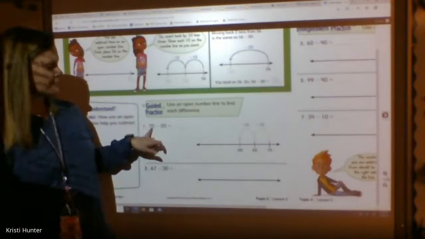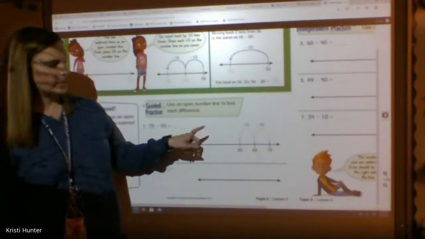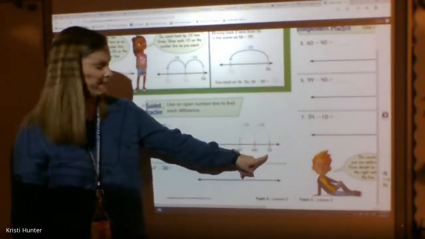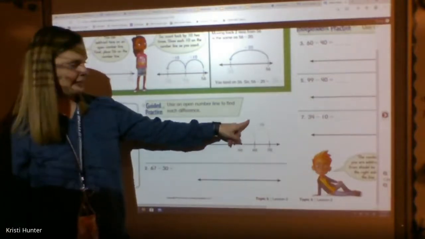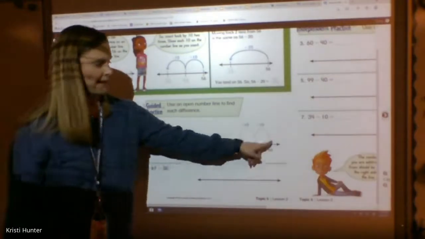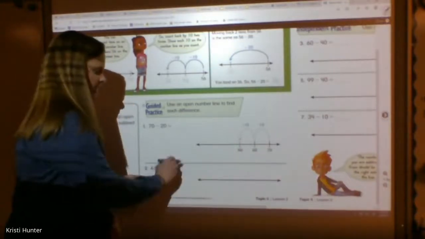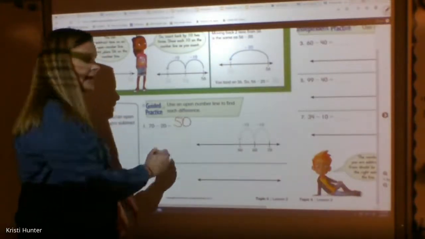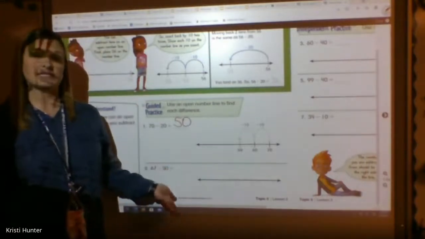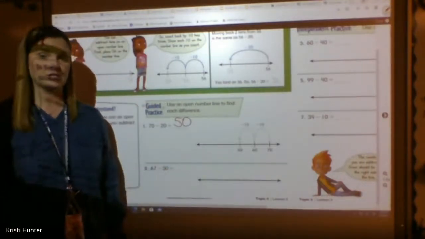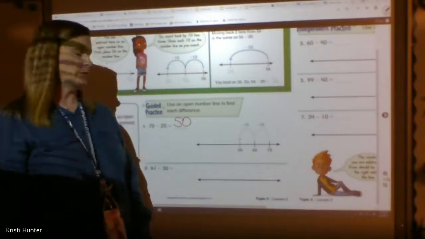So number 1, it says 70 minus 20. So they started at the big number 70. They jump back 10, 20. So back 10 would be 60. Back 10 more would be 50. So I would have an answer there of 50. Again, we're going to work through most of lesson 5-2 together. So make sure you're paying attention and staying with me.